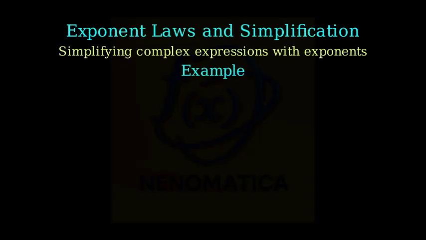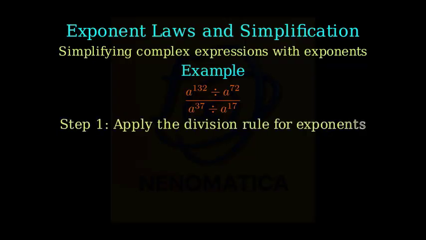Let's start with our first example. We need to simplify the expression a to the power of 132 divided by a to the power of 72, all over a to the power of 37 divided by a to the power of 17. Let's simplify this step by step.